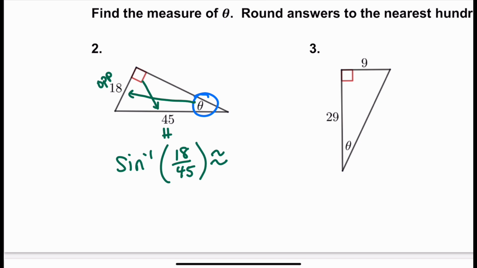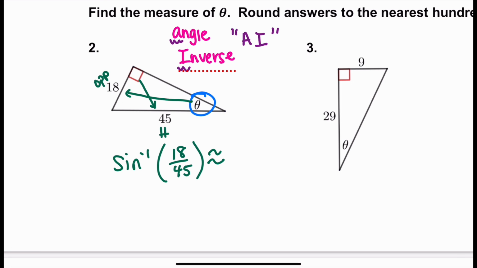One thing that might help you is if we're finding the angle, we're going to use the inverse. So we can think of this as AI, and it doesn't mean artificial intelligence here. It's saying if we need an angle, we're going to use the inverse, and we put it inside the inverse to find the angle.